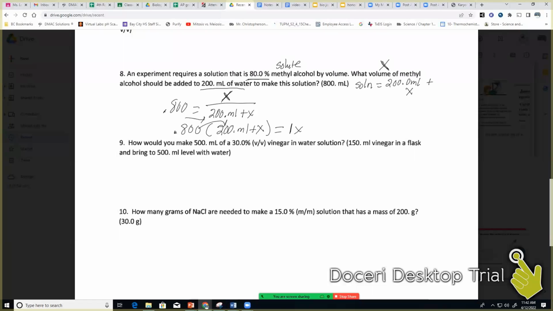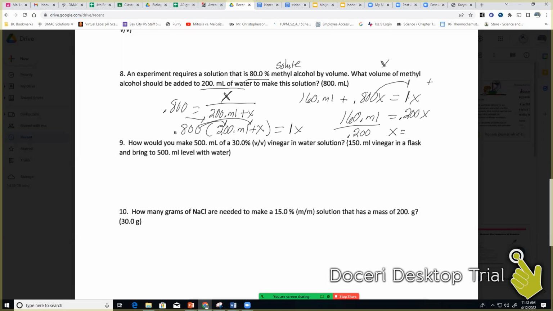All right, and then I just distribute when I multiply, so I end up with 0.8 times 200 gives me my 160 mLs plus 0.8x is going to be equal to 1x. So I'm going to bring my 0.8 over. So that's going to give me 160 is going to be equal to 1 minus 0.8, which would leave me with 0.2x. Divide by 0.2. And finally, that will solve for my X.